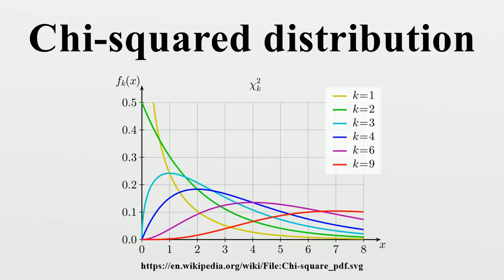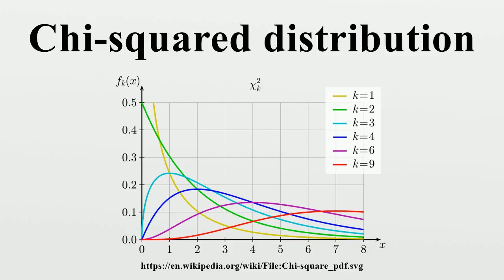Some examples are: if X is distributed chi-squared, then a certain transformation is approximately normally distributed with mean and unit variance. If X is distributed chi-squared, then another transformation is approximately normally distributed with mean and variance. This is known as the Wilson-Hilferty transformation.